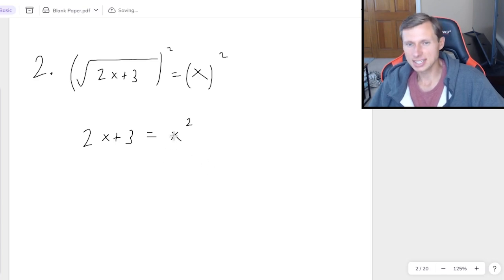As soon as I see x squared, I should be thinking this is quadratic. I should be thinking about factoring. But that of course means I got to set this equal to 0. So I am subtracting 2x and 3 from both sides, giving me 0 equals x squared minus 2x minus 3.